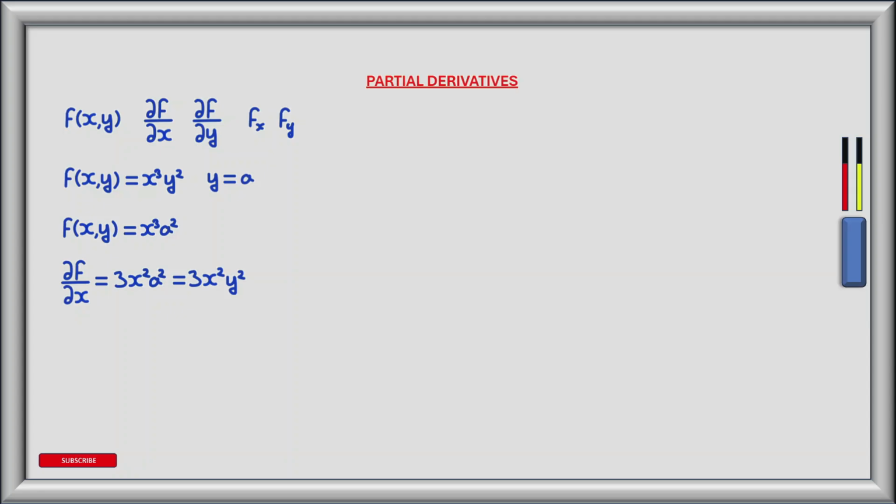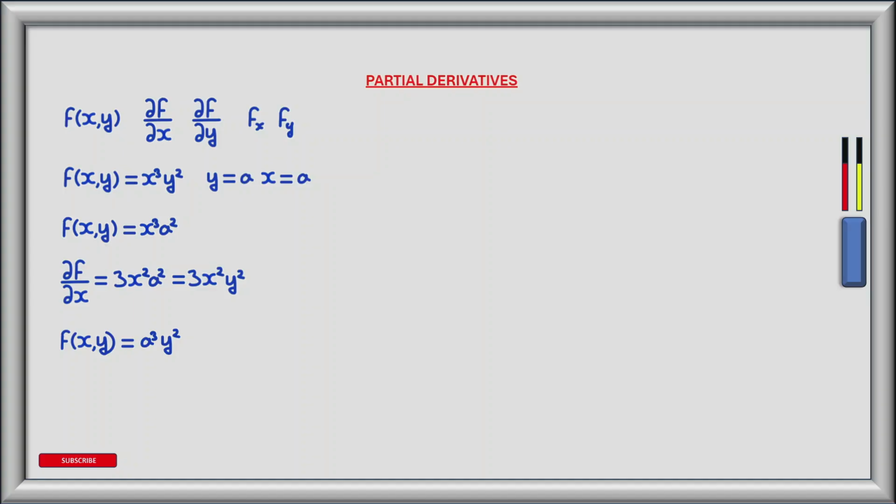So to find the partial derivative of f with respect to x, we differentiate x cubed a squared, where a is a constant, with respect to x. And using the power rule to do this, we find that its derivative is 3x squared a squared. So now if we replace a with y, we see that the partial derivative of f with respect to x is equal to 3x squared y squared. And to find the partial derivative of f with respect to y, we can hold x constant.